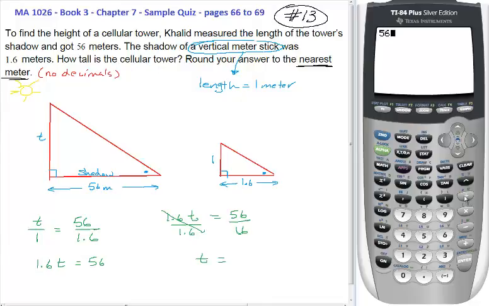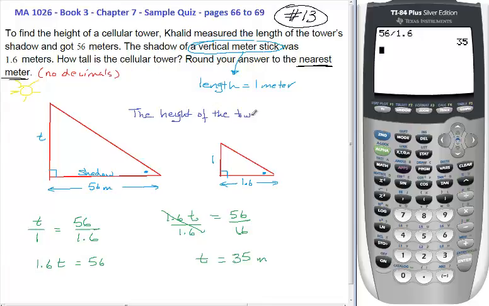56 divided by 1.6 leaves me with 35. Of course, that's exact. We don't have to worry about any decimals because it came out to a whole number anyway. Now again, it's a word problem. Give a word answer. Okay, so you should write something like this at the end. The height of the tower is 35 meters. Okay, so there's the complete solution for number 13.